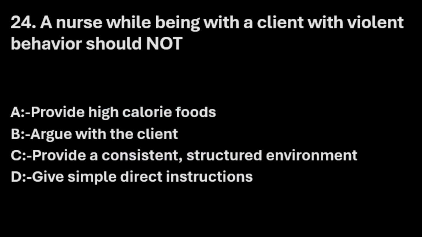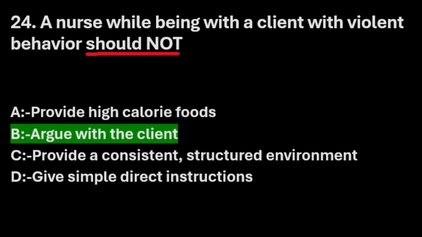Next question. A nurse, while being with the client with violent behavior, should not. Option A, provide high calorie food. Option B, argue with the patient. Option C, provide a consistent structured environment. And option D, give simple direct instructions. Right answer here is option B, argue with the client.